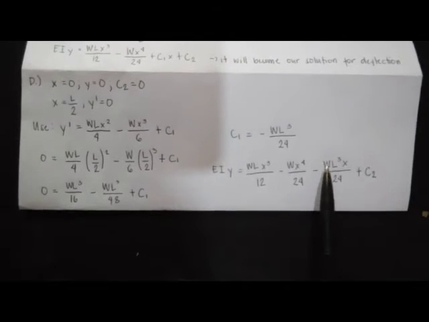So, kung isa-substitute na natin yung value ng C sub 1, ang magiging formula natin ay EI y is equals to WLx raised to 3 over 12 minus WX raised to 4 over 24 minus WL cubed x over 24 plus C sub 2. So, ito na yung gagamitin natin to find the deflection dun sa pinapahanap ng problem example. For the last part, hahanapin na natin yung maximum deflection ng example problem.